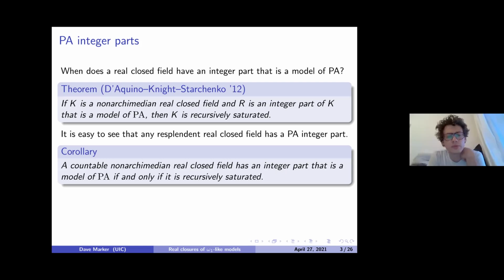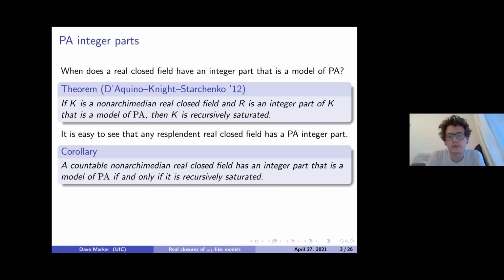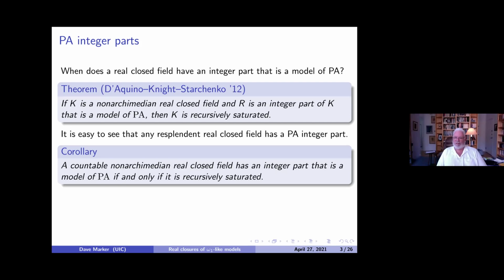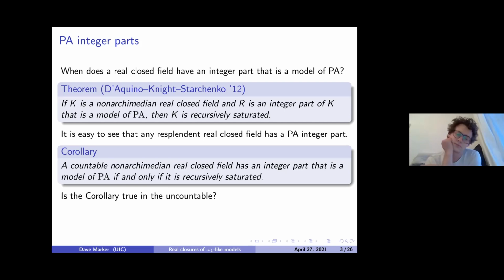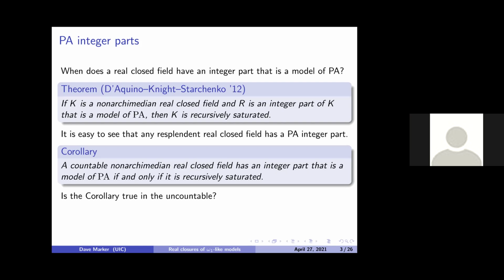Sorry, can I just ask a dumb question on this note? Sure. In this first theorem that you have on the slide, is it true that the integer part that is a model of PA is itself also recursively saturated in this case? No, because I can start with any model of Peano arithmetic, take its fraction field, take its real closure, and that'll give me a real closed field with a PA integer part. So any model of PA can arise this way, but the only real closed fields that arise this way are recursively saturated ones. Okay, thank you. Okay, so one might wonder to what extent. Sorry about that, but this is what Corey was asking. But will there be another one that is recursively saturated? I guess in the countable case it will.